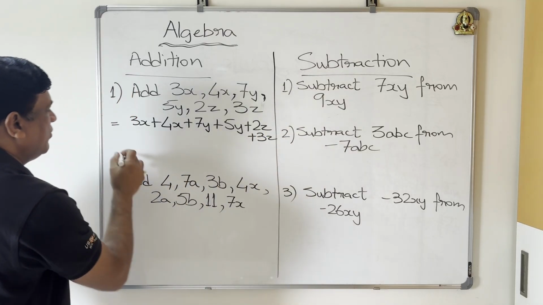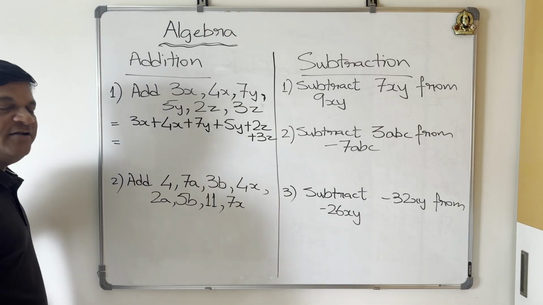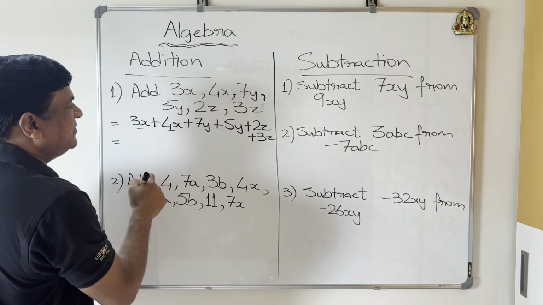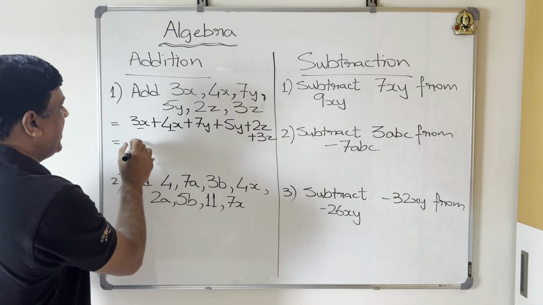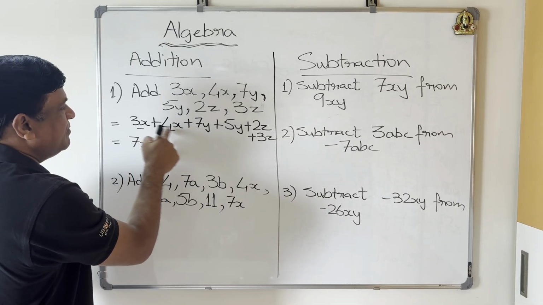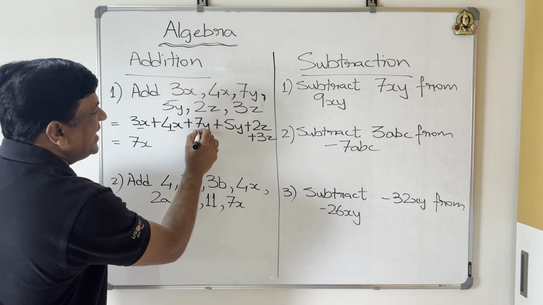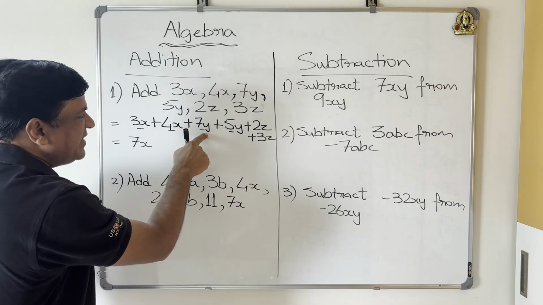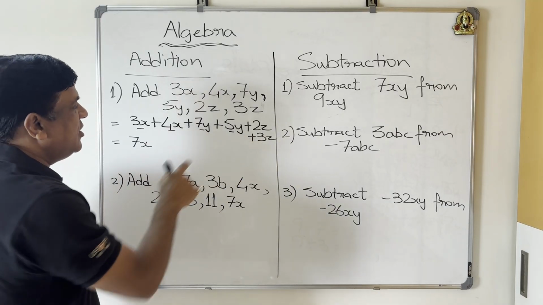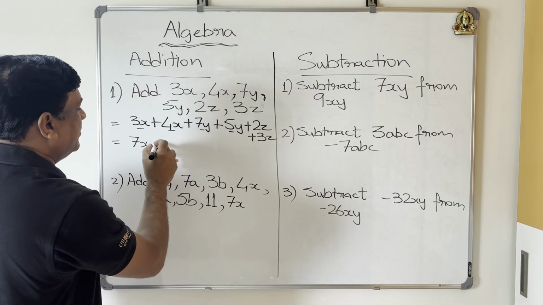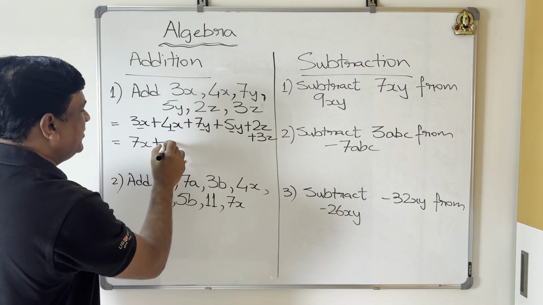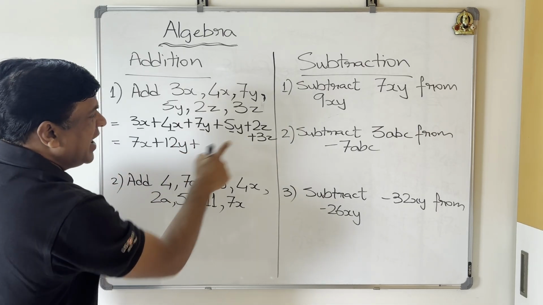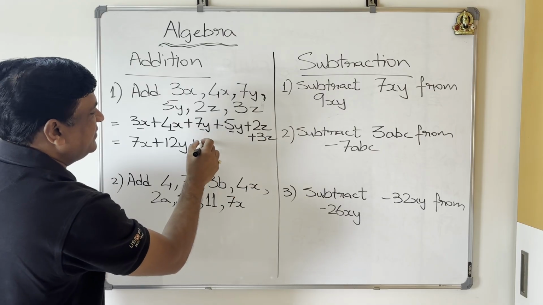Look at it. Now, can I resolve this? What are the like terms over here which you can add? These are like terms, right? So 3x plus 4x will give me 7x. I can do that simple mathematics. Similarly, what are the like terms in y? If you look at it, x is a variable, y is a variable, and z is a variable over here. So I can only add like terms. So 7 plus 5 is 12y, right? Similarly, plus 2z plus 3z is 5z.